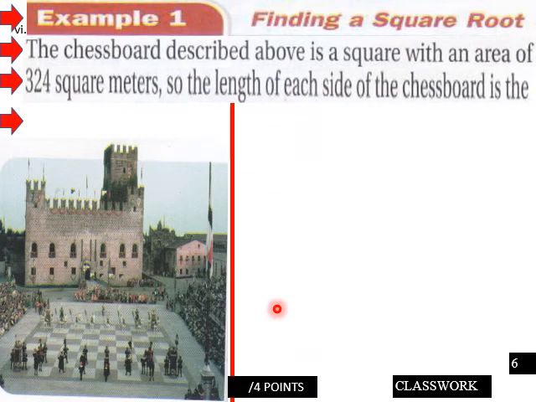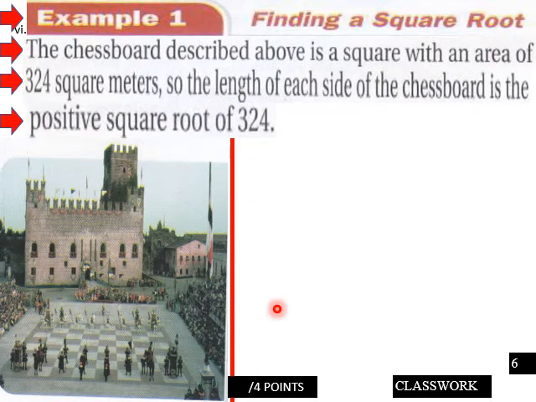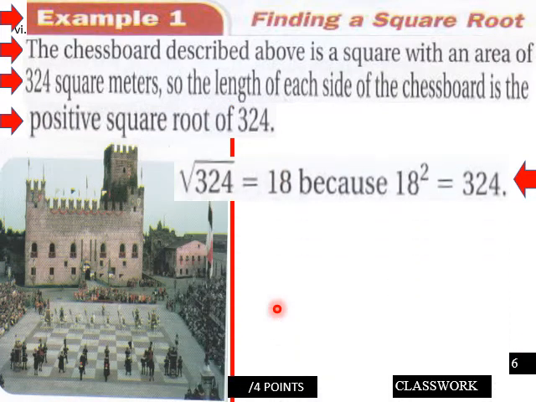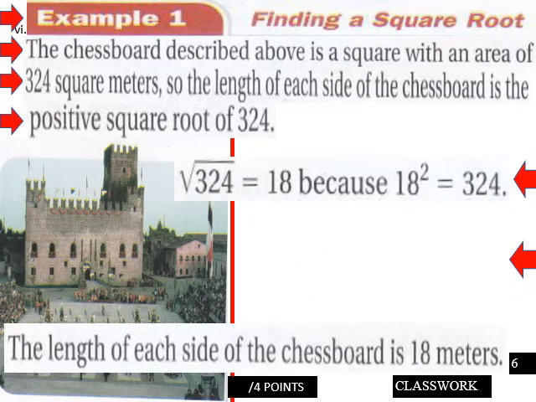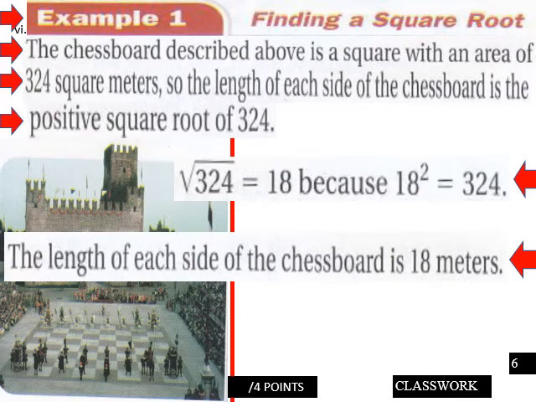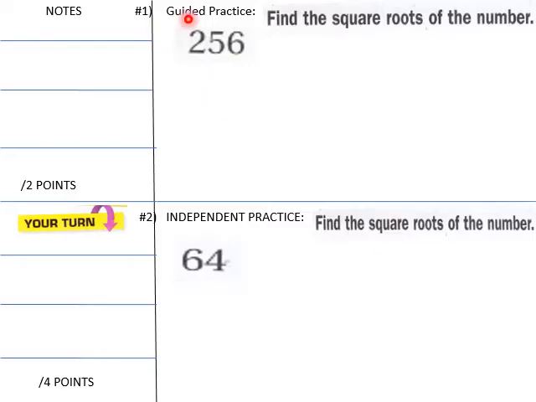The chessboard situation up there, 324 square meters. So now we're going to find that, because 18 squared equals 324. You could use your calculator to find that. And then our first guided practice, find the square roots of this number here. This is the independent practice here. I think that is abundantly simple.